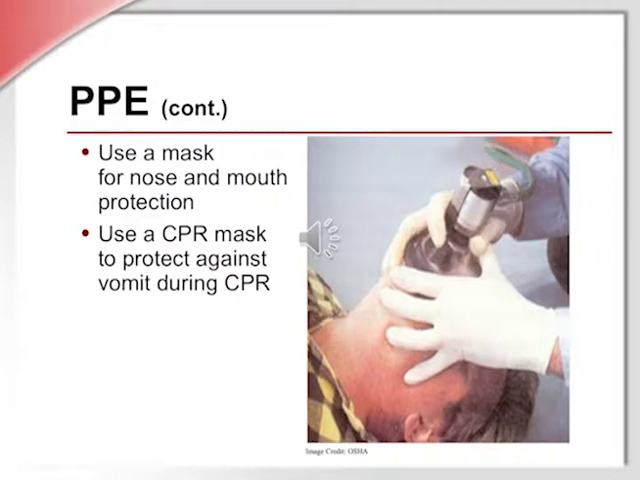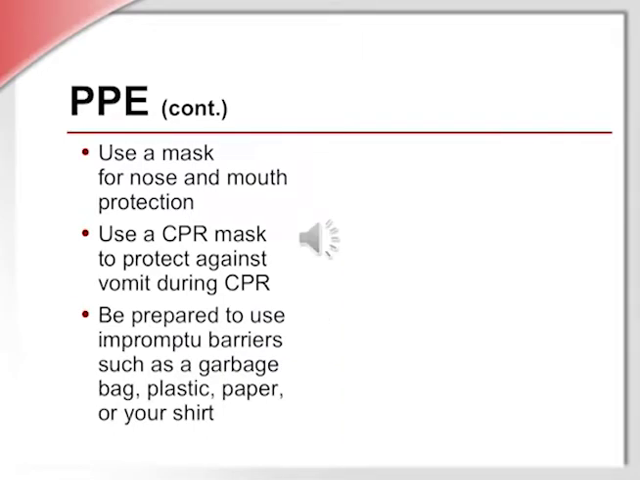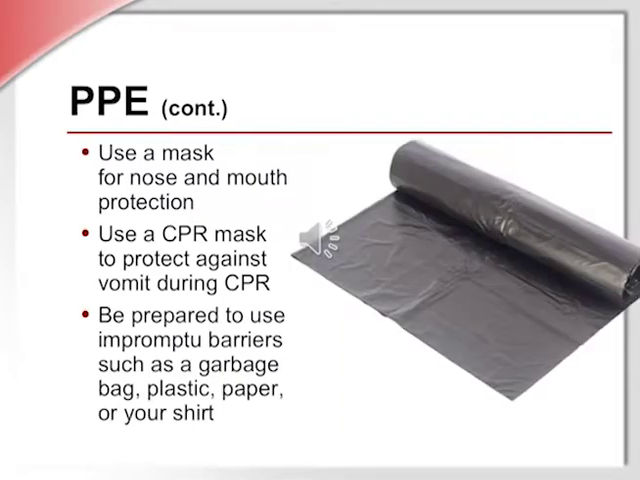You may need to use impromptu barriers such as a garbage bag, plastic paper, or even your shirt. This could be true if you are responding quickly to an emergency and do not have time or access to proper PPE. The idea is to try to use something as a barrier between your skin and the victim's blood or bodily fluid.